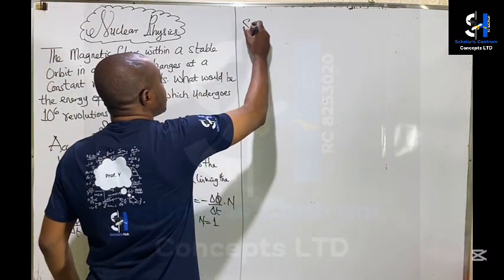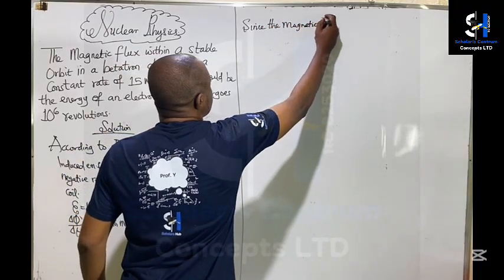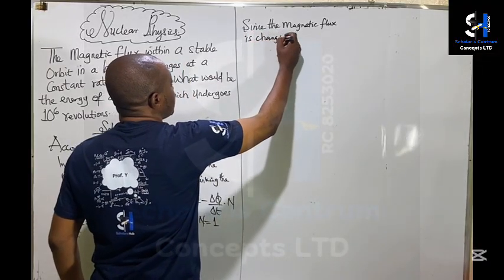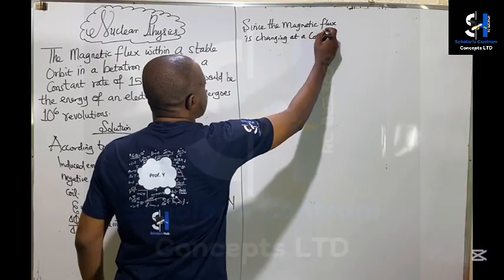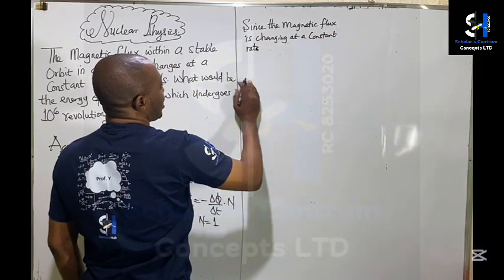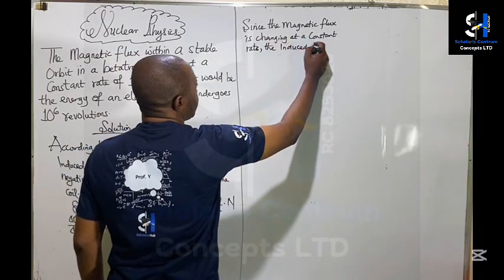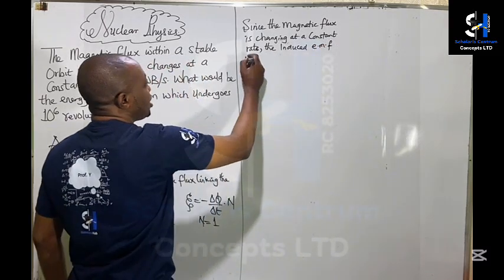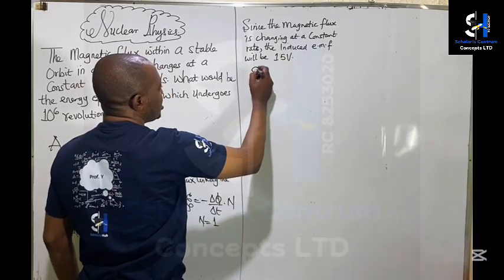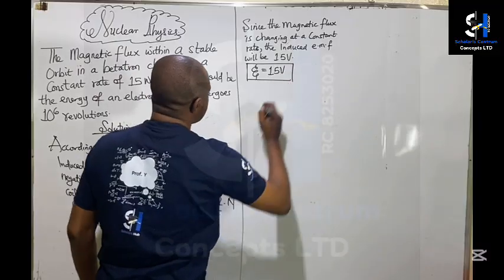Since the magnetic flux is changing at a constant rate, the induced EMF will be 15 volts. So the EMF will be 15 volts. This is very important.